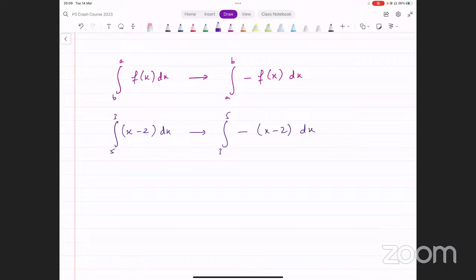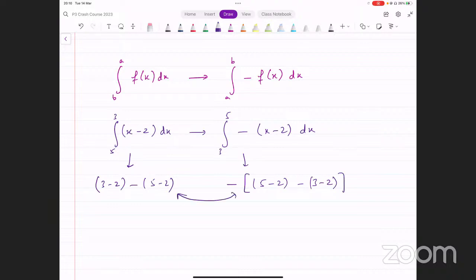The reason for that is when we evaluate this, we'll be inputting 3 minus 2 and then subtract from that 5 minus 2. But if we interchange the limits, we would end up getting 5 minus 2 minus 3 minus 2. So in order to get the same result as before, we have to put a negative sign outside. So when we interchange the limits, there comes a negative sign here so that these two become the same thing.